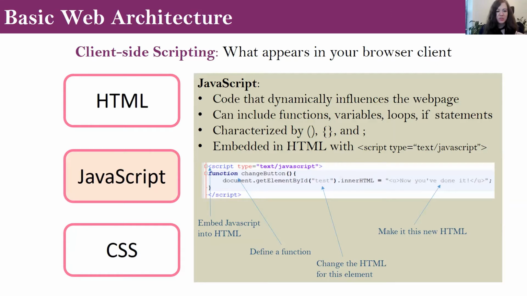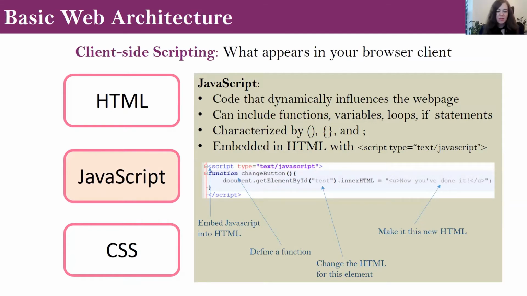So essentially this JavaScript is saying, okay, for this web document, get the element that's called test. Let's change its HTML so that it now says this. And this is what happens when we click a button that calls this changeButton function. And then finally, we close the JavaScript with this close script tag.